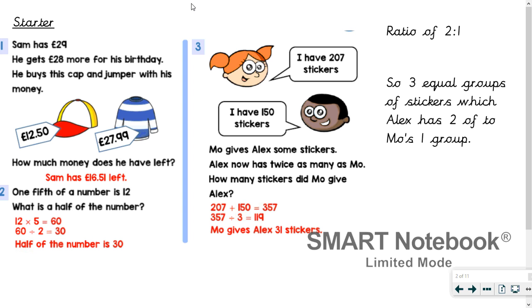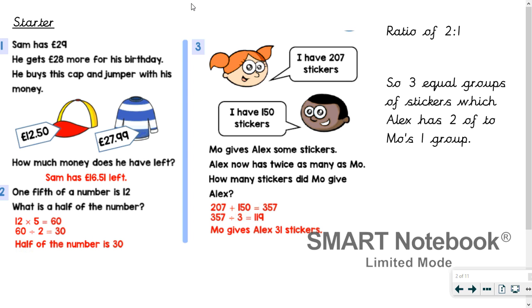Half of the number, we either just cut in half, divided by 2. 60 divided by 2 is 30. So half the number was 30. Now, question number 3. Again, we could solve it with ratio. So Mo gives Alex some stickers. Alex now has twice as many as Mo. How many stickers did Mo give to Alex?